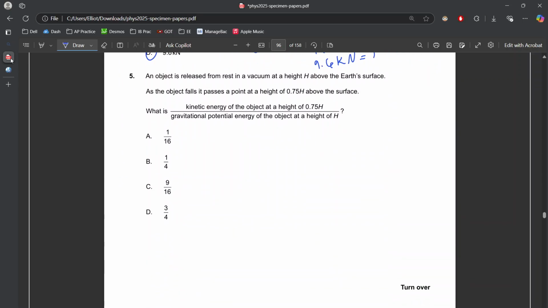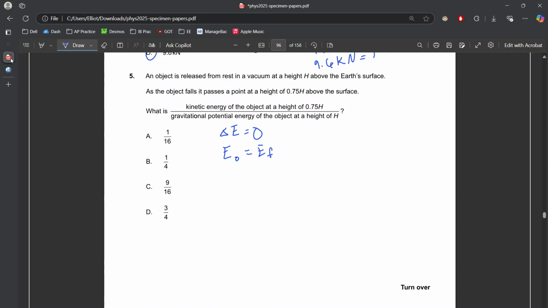Okay, an object at rest in a vacuum at height h above Earth's surface. So it's in a vacuum, it's just kind of there. Now it falls to a point 3/4 h above the surface. This problem is made easy by one fact: you need to know that your change in energy is 0, which means that your energy initial is equal to your energy final.